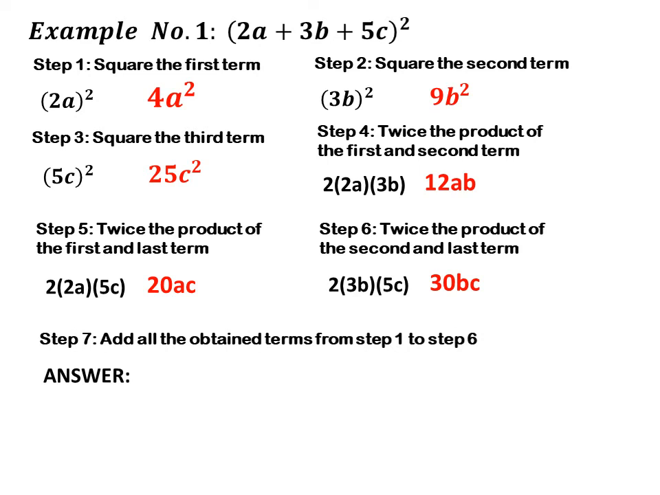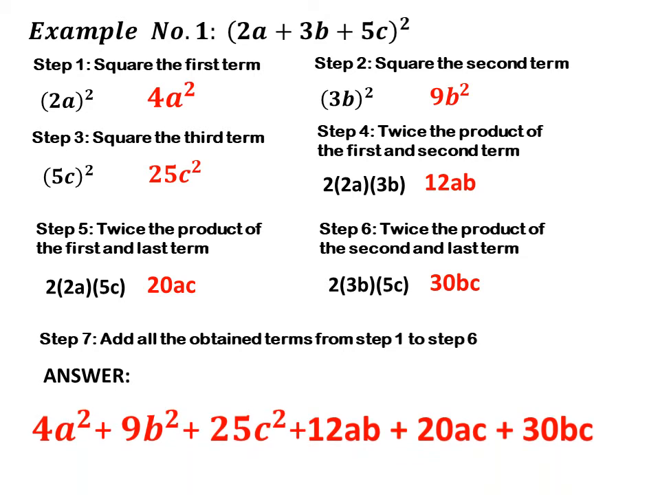And then finally, for our last step, we need to add all the obtained terms from step 1 to step 6. Finally, we now have our special product for the given square of trinomial 2a plus 3b plus 5c. We have it as 4a squared plus 9b squared plus 25c squared plus 12ab plus 20ac plus 30bc.